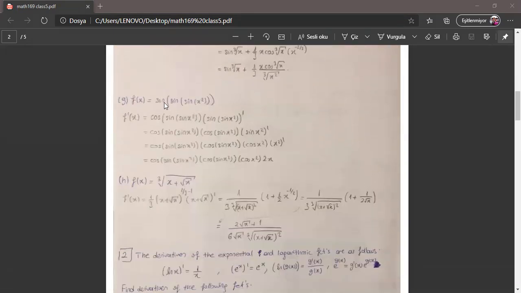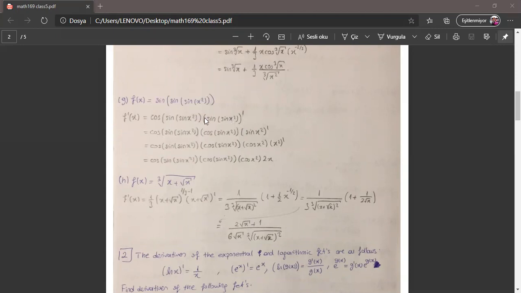So here we have sine of sine x squared. So what do we do? First, we start with the outside function. The derivative of this function is cosine, and we have the rest times the inside function's derivative. We have the same times this one's derivative.